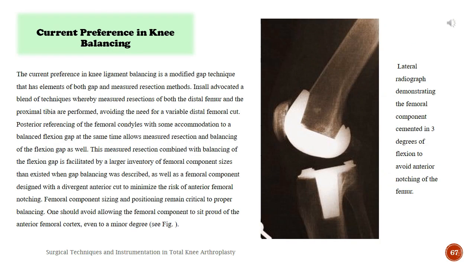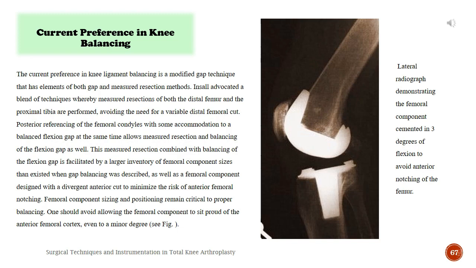Current preference in knee balancing. The current preference in knee ligament balancing is a modified gap technique that has elements of both gap and measured resection methods. Insall advocated a blend of techniques whereby measured resections of both the distal femur and the proximal tibia are performed, avoiding the need for a variable distal femoral cut.